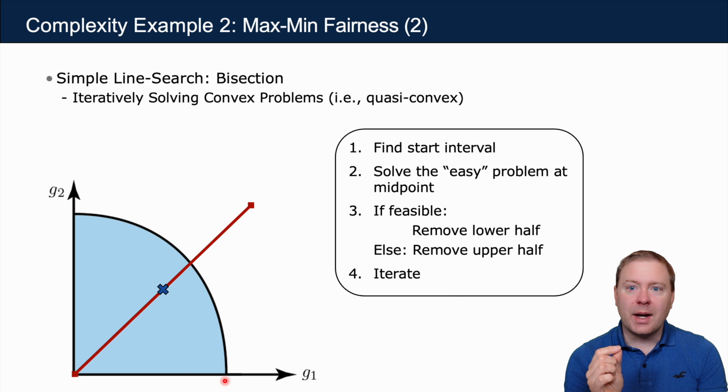And figuring out that is the same thing as solving the easy problem and seeing if it is feasible or not. In this case, it is feasible, and that will tell us that all the points that are lower on this line than the midpoint are also achievable, so we can remove those ones. And now we have a smaller line segment.